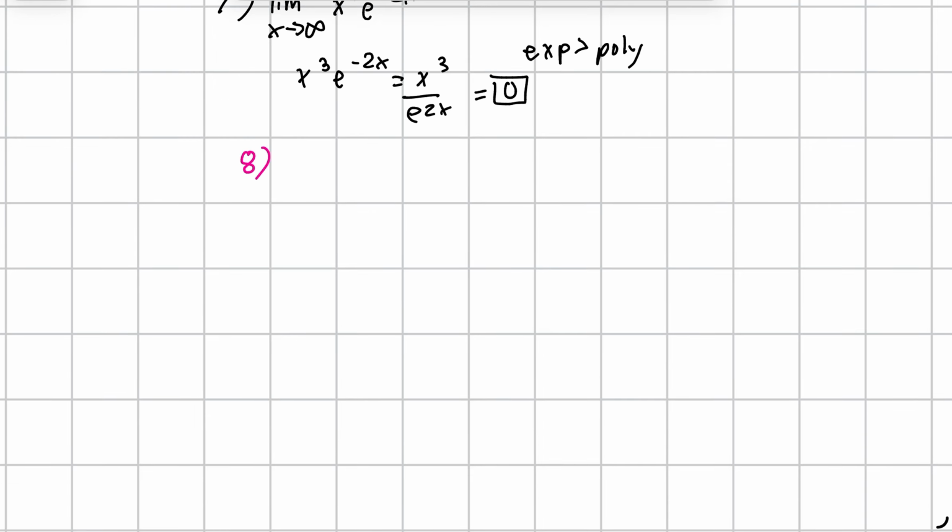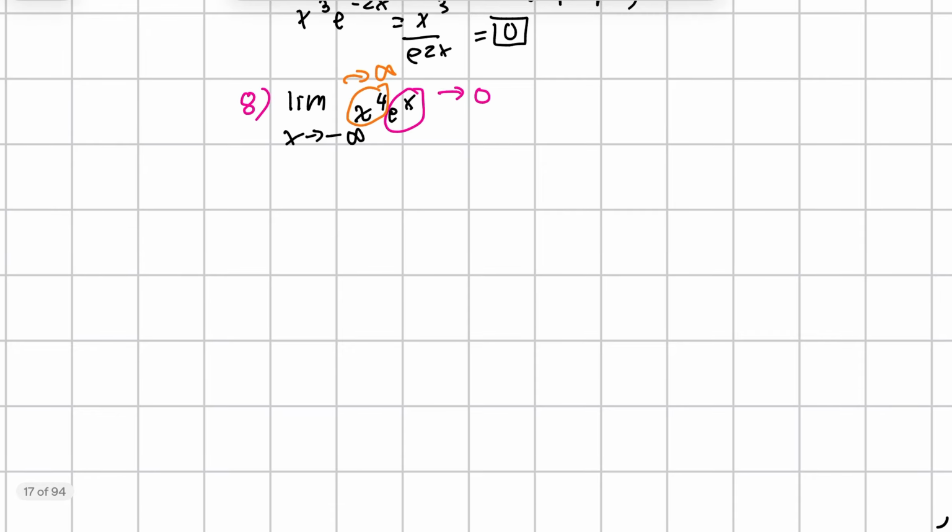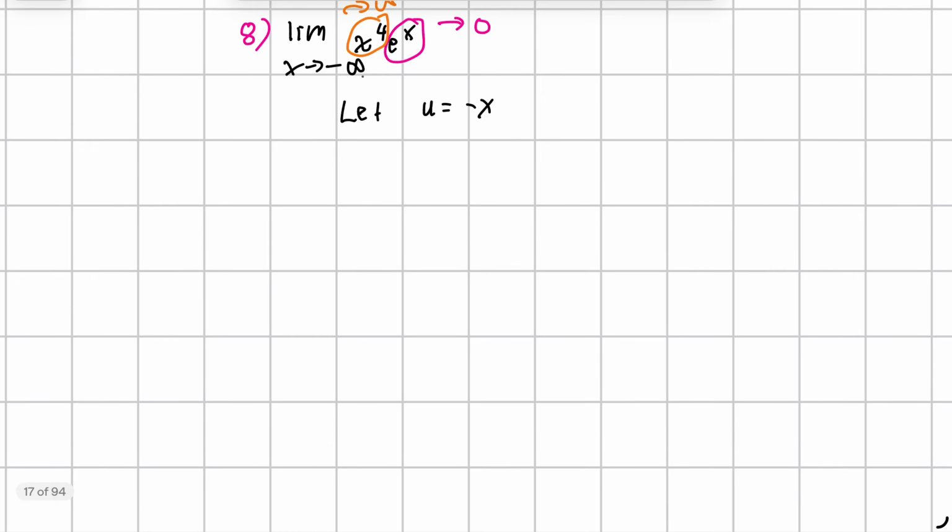Now, let's say we have the limit as x approaches negative infinity of x^4 e^x. So as x goes to negative infinity, we can see that this e^x part is going to go to 0. However, this part is going to go to infinity. So if we rewrite this using u equal to negative x, we can say that if x is going to negative infinity, then u is going to go to infinity.